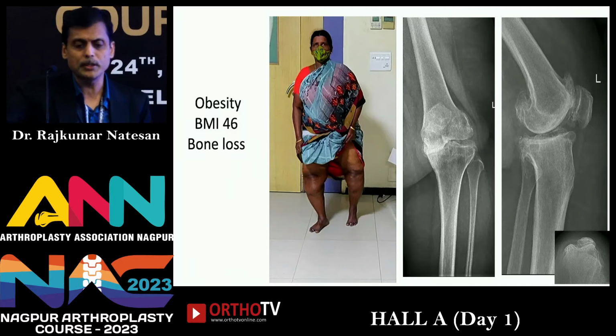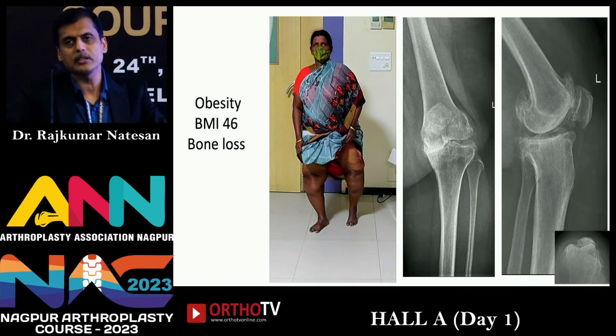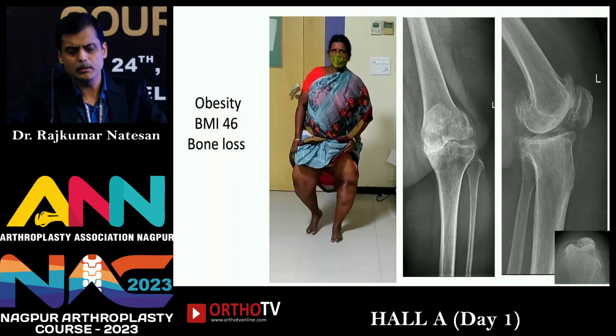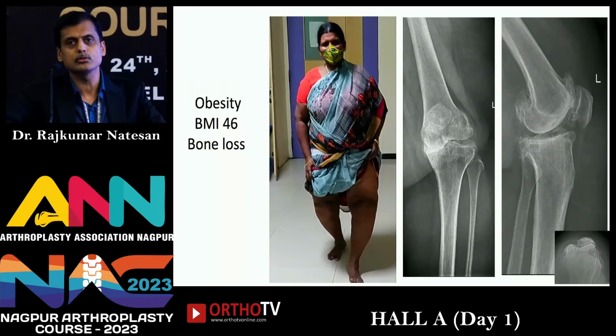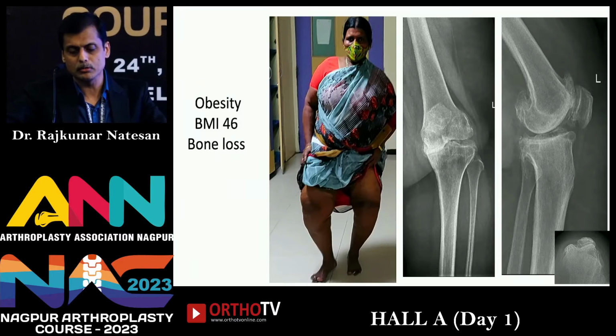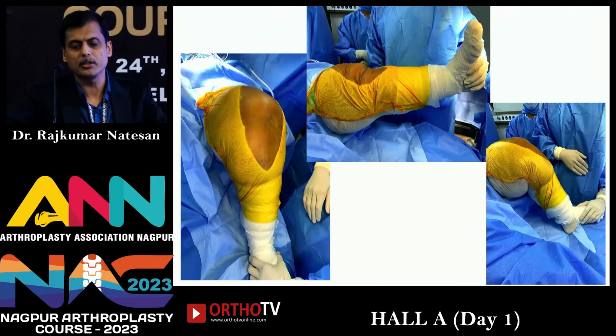So here comes an obese patient. Again, this comes up nowadays, obesity. We see a lot of patients with severe obesity, BMI 46. Whether to reduce the weight and then do surgery? No, that is not possible in our part of the world. So here again, see the obesity in this patient.